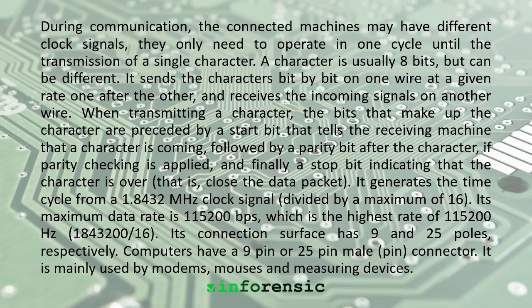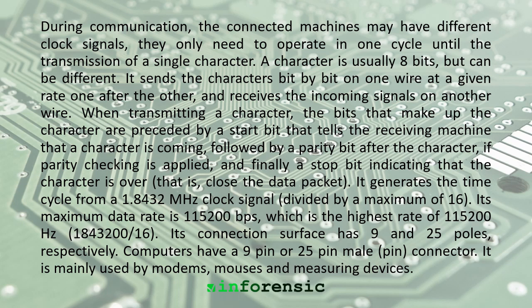During communication, the connected machines may have different clock signals. They only need to operate in sync for the transmission of a single character. A character is usually 8 bits, but can be different. It sends the characters bit by bit on one wire at a given rate one after the other and receives the incoming signals on another wire. When transmitting a character, the bits that make up the character are preceded by a start bit that tells the receiving machine that a character is coming, followed by a parity bit after the character if parity checking is applied, and finally a stop bit indicating that the character is over, that is, closing the data packet.